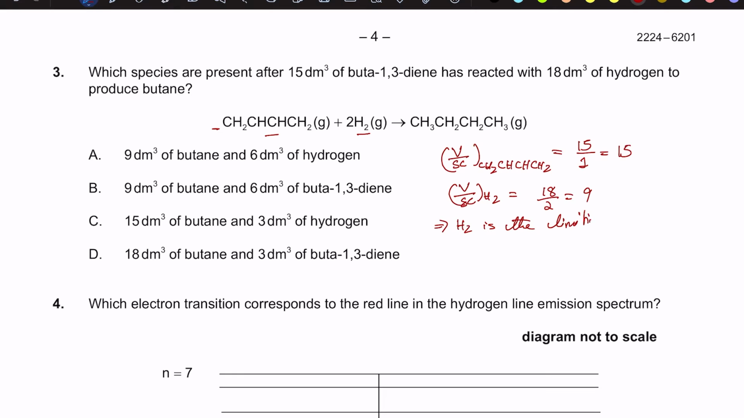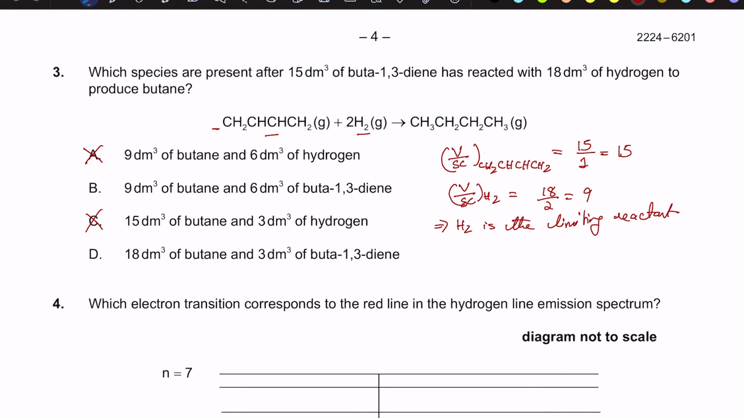H2 is the limiting reactant. That means at the end of the reaction, all of the hydrogen will get used up, and what we will be left with is butadiene and your product butane. So with this, I can eliminate option A, I can eliminate option C, but I still have option B and C where butadiene and butane are present. So I have to find out the volume of butane or volume of butadiene, any one of them. I'll just find the volume of butane because that's easier.